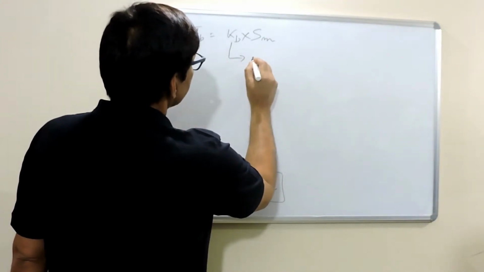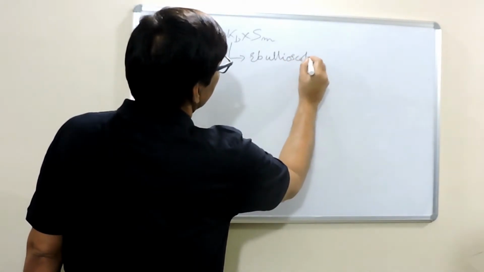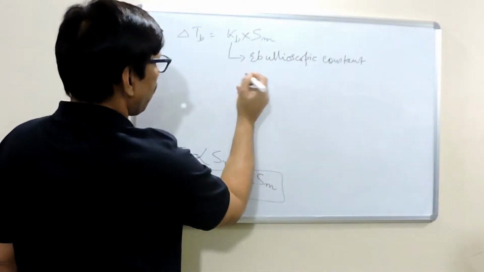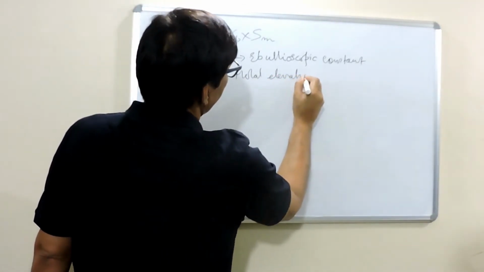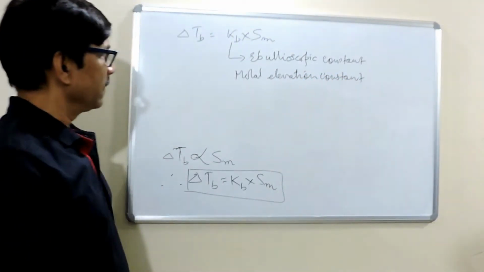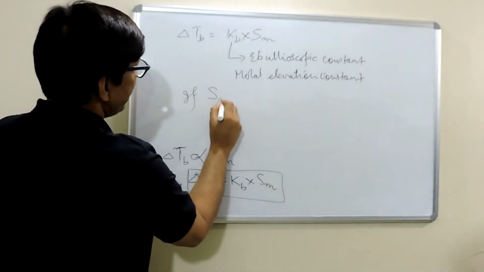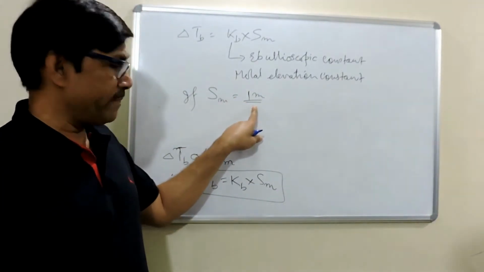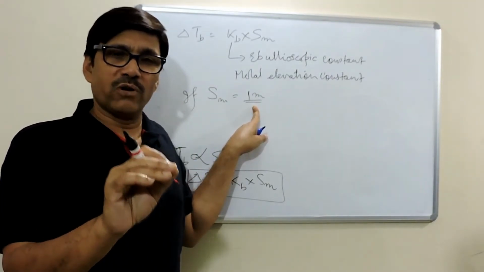KB is called the ebullioscopic constant, also called the molar elevation constant. Now what does it mean? See, if the molality of the solution is 1 m. Now what is the meaning of 1 m? It means in 1 kg of water, 1 mole of non-volatile solute is added.